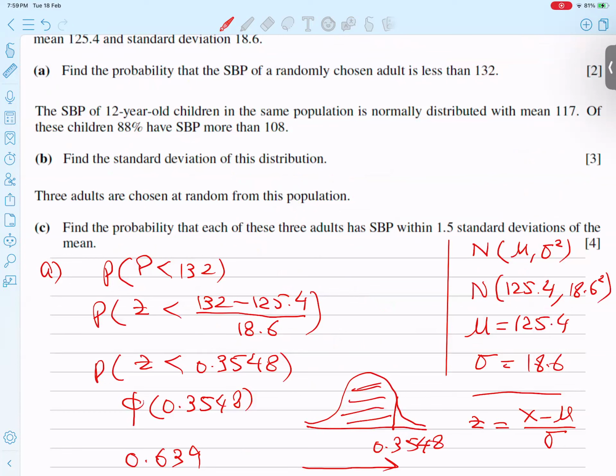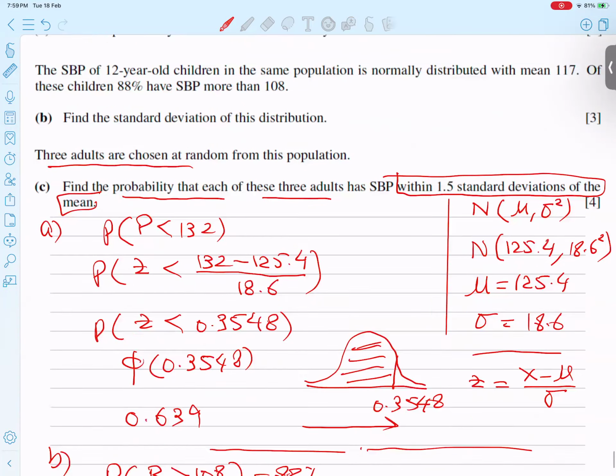Okay, three adults are chosen at random. Okay, so n is a sample of 3. So find the probability that these 3 adults have blood pressure within. This is a very interesting part. I'll just tell you, and I will give some examples. So he's saying what? Within 1.5 deviations of the mean. You know what this means, students? I just tell you, for example, I give one idea.